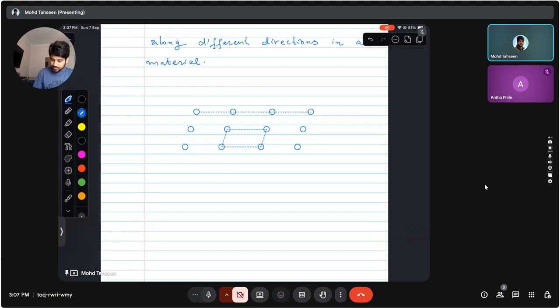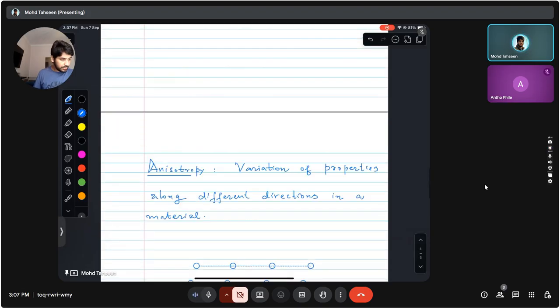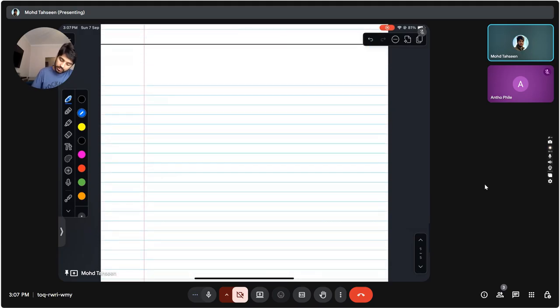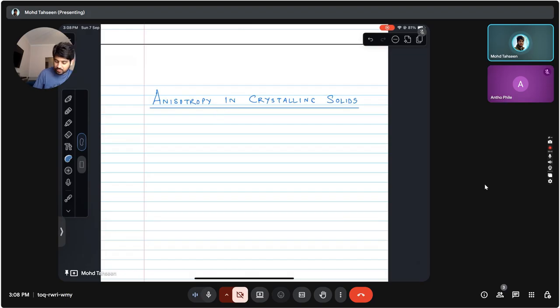So this is about anisotropy, and now we will specialize to one topic, which is anisotropy in crystalline solids. We can consider the case of metals for this discussion. We can keep metals in our mind.